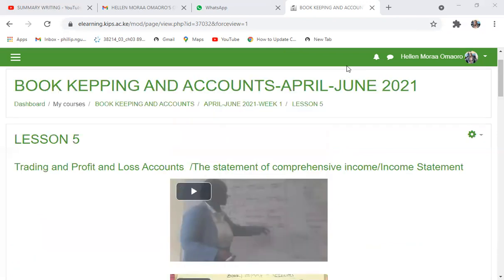Is it the gross profit and change? Okay. For you to get the net sales, it is the total sales less return inwards. So I wanted you to explain what you understand by the term return inwards.